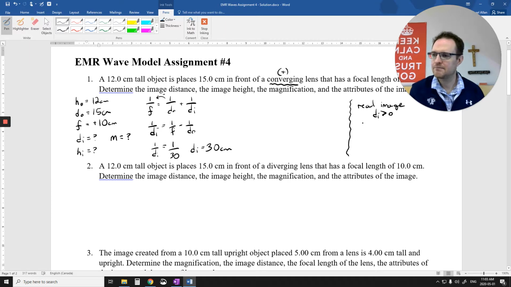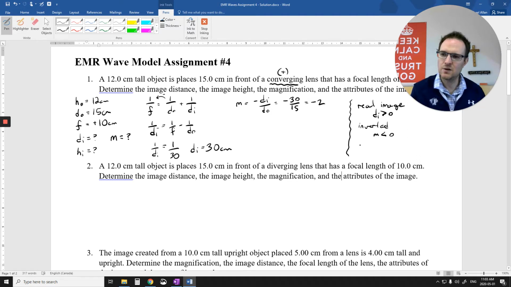What else do we have here? I don't know too much else, so I'm going to find my magnification. Magnification is negative DI over DO. So negative 30 over 15. So we get negative 2. Okay, so from that, what I know now is that it is inverted. Without even trying to find the HI, I can just know it's inverted because the magnification is less than 0. And I know that it's enlarged since the absolute value of the magnification is greater than 1. So 2. It's 2 times larger, but it's upside down.